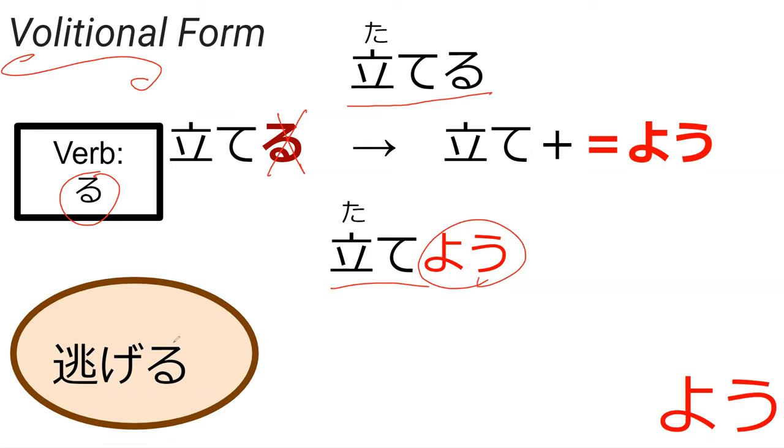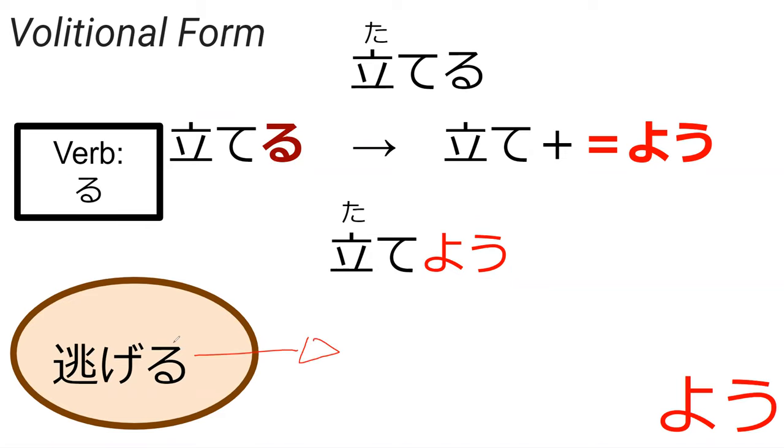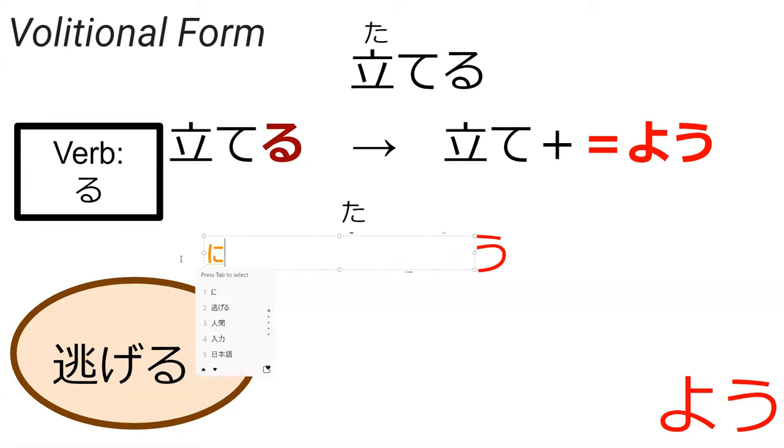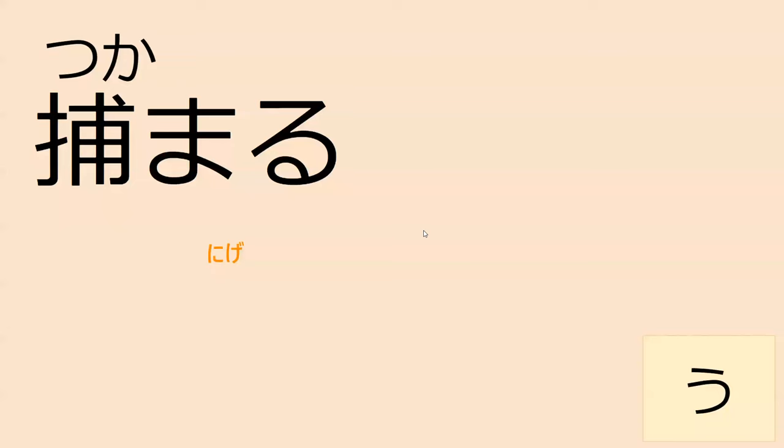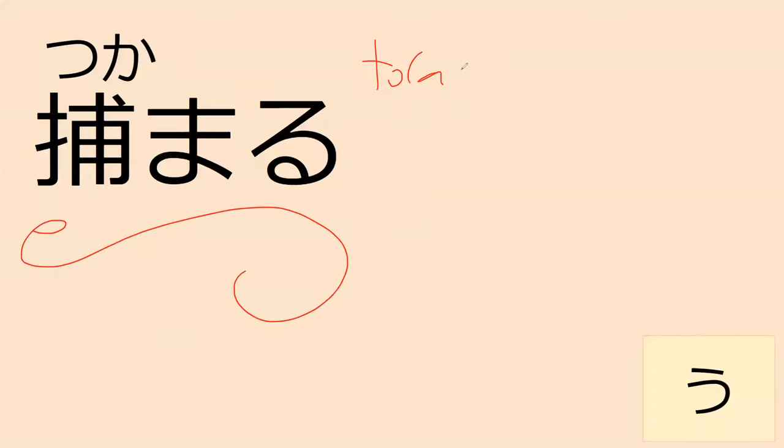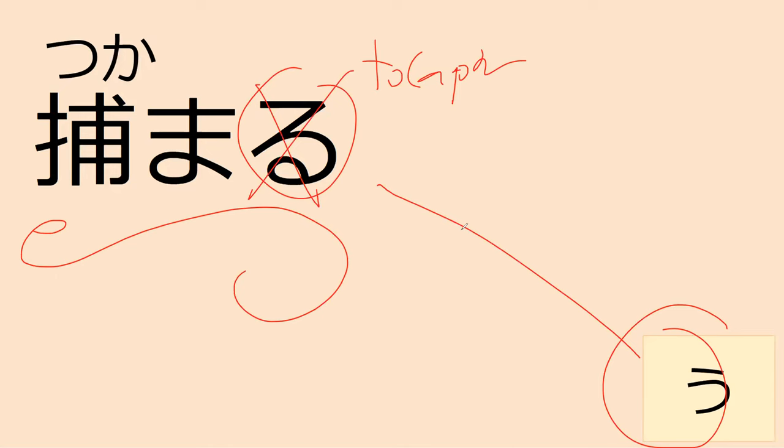So how does nigeru turn into volitional form? Nigeru, nigero, nigeyo. Our next word is tsukamaru. This is to capture. And this one right here, tsukamaru, is not a ru verb. It is an u verb. Tsukamaru, r plus u.